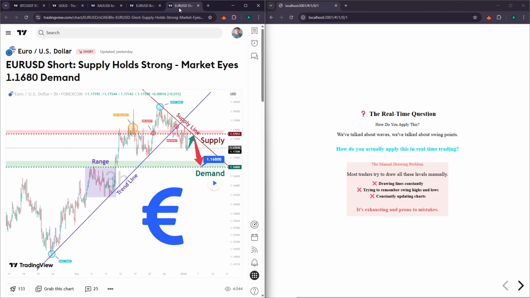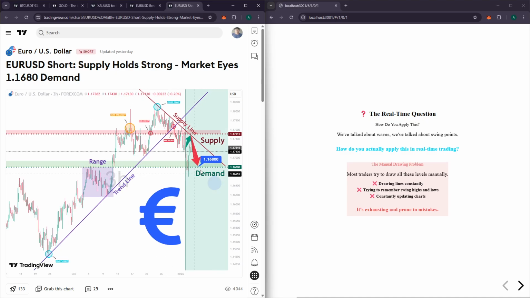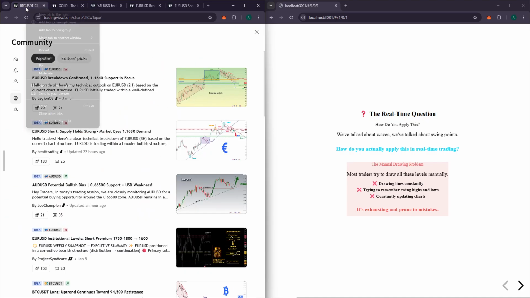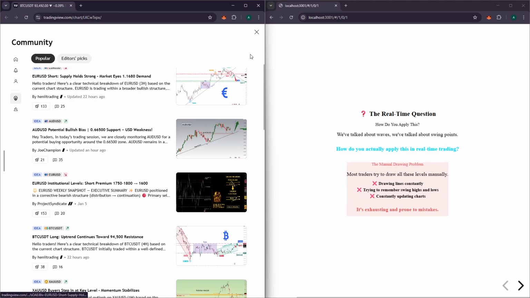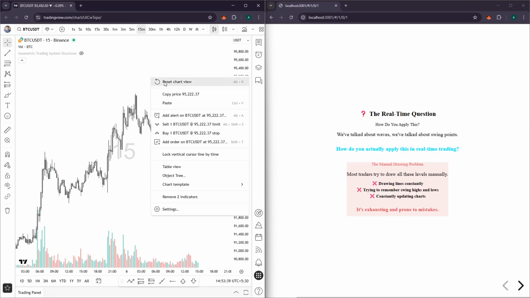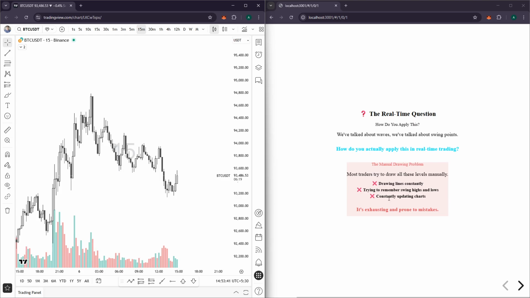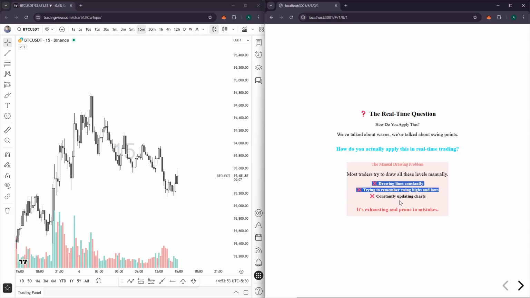If you look at different analyses, most of them have different opinions. Somebody will say long, somebody will say short. Most of them don't agree, and that's where the problem comes from: the manual drawing problem. They draw lines constantly, trying to remember swing highs and lows, constantly updating charts, and in my opinion, it's very exhausting and prone to mistakes.